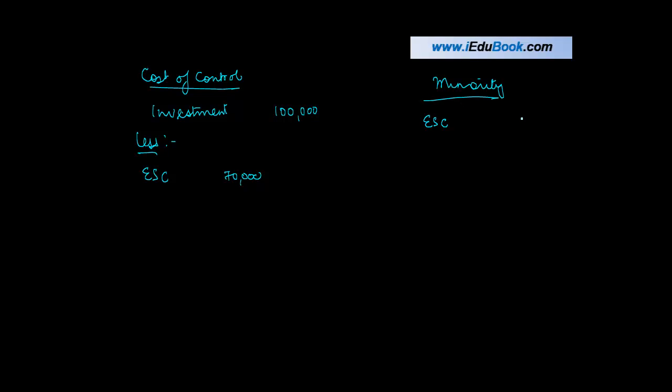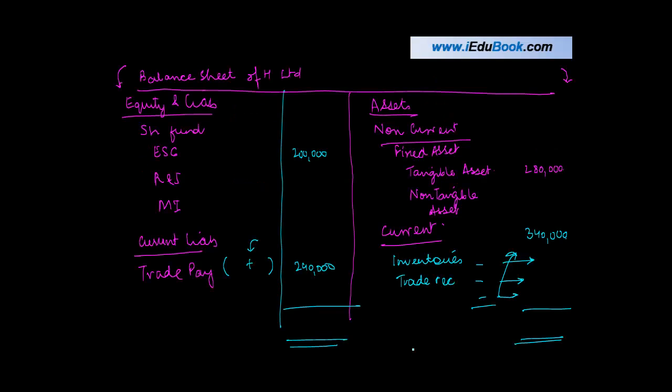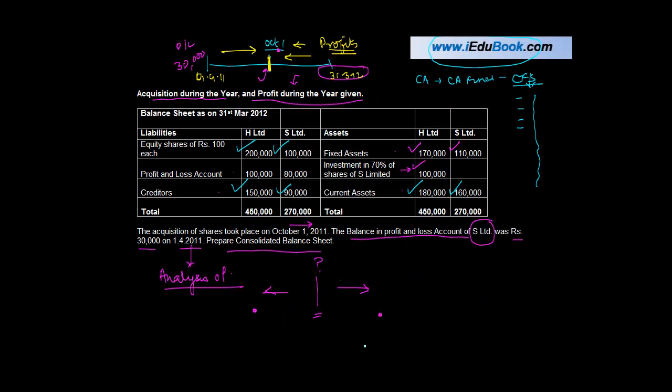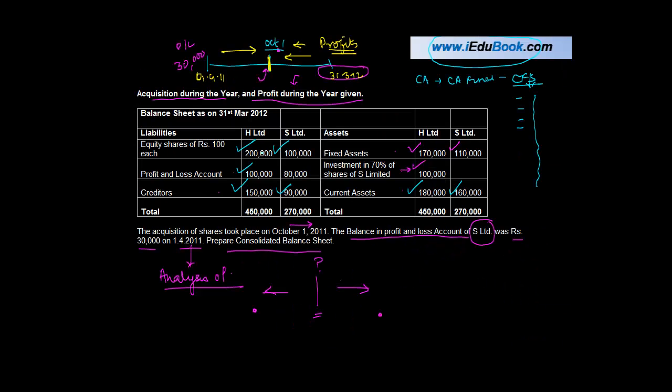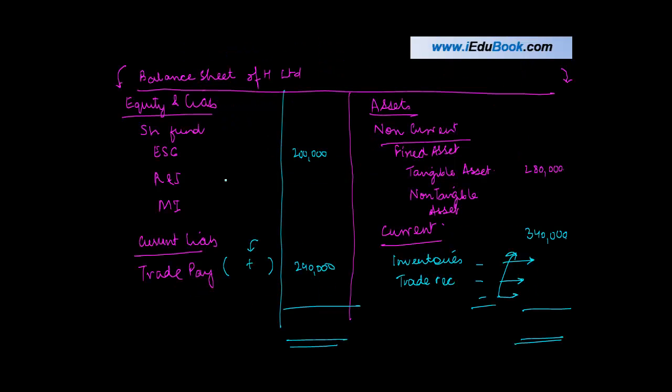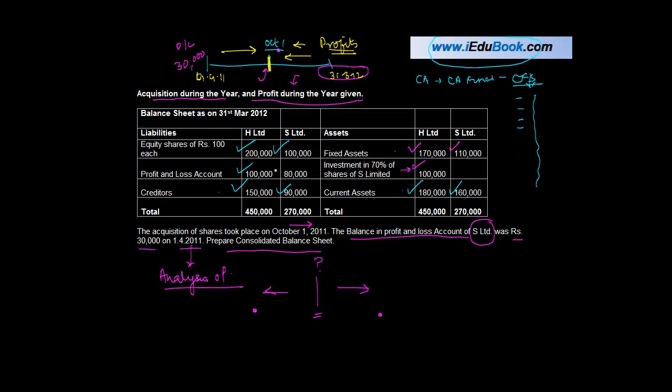Equity share capital 30,000, right? Profit and loss account 1 lakh. You want to prepare the reserves and surplus schedule? I don't think it is required because it's just the profit and loss that we have here. So I'll take 1 lakh as the balance of profit and loss account, and I will see if there are any post acquisition profits which belong to me. And 80,000 for S Limited.